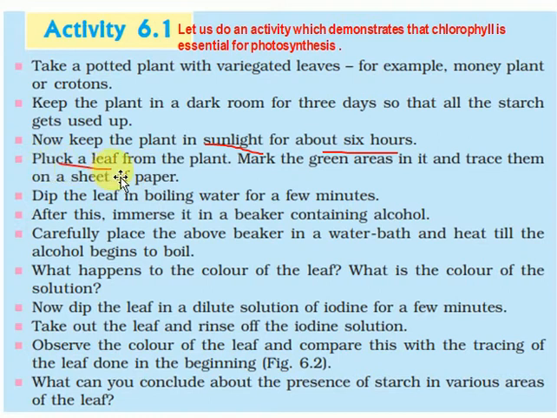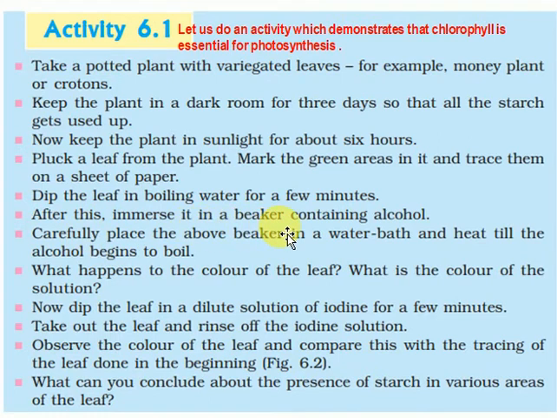Now we pluck a leaf from the plant and we mark the green areas. Okay? We take the leaf and we draw its sketch on a paper and we mark the areas which are green in color and which are non-green in color. Now dip the leaf in boiling water for a few minutes. We keep it in boiling water so that the cell wall breaks.